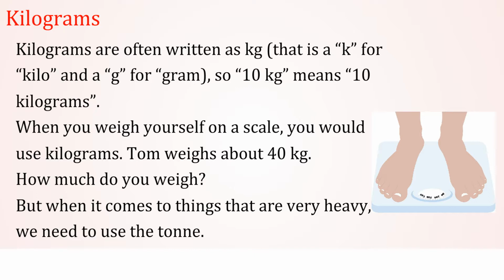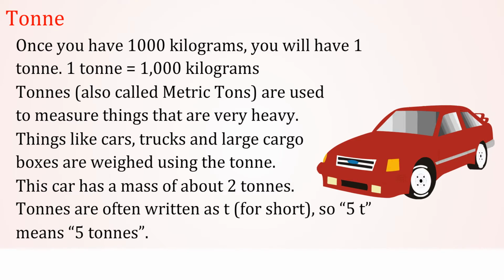So 10 kg means 10 kilograms. When you weigh yourself on a scale, you would use kilograms. Tom weighs about 40 kgs. How much do you weigh? But when it comes to things that are very heavy, we need to use the ton. Ton. Once you have 1000 kilograms, you will have 1 ton. 1 ton is equal to 1000 kilograms.